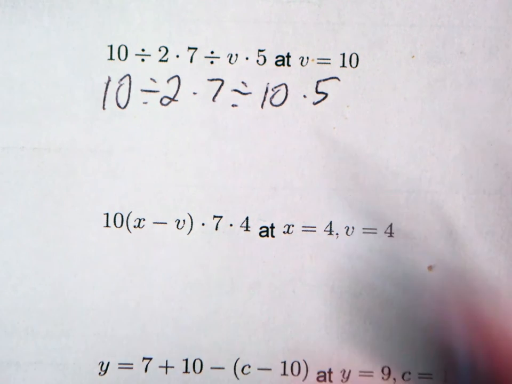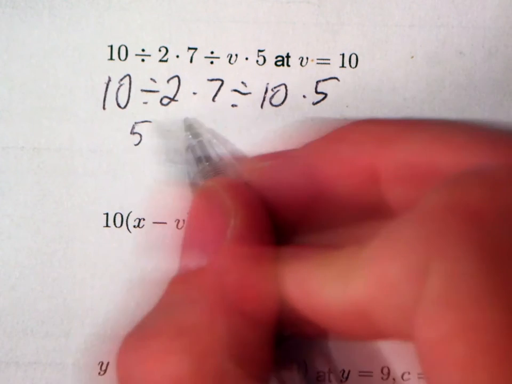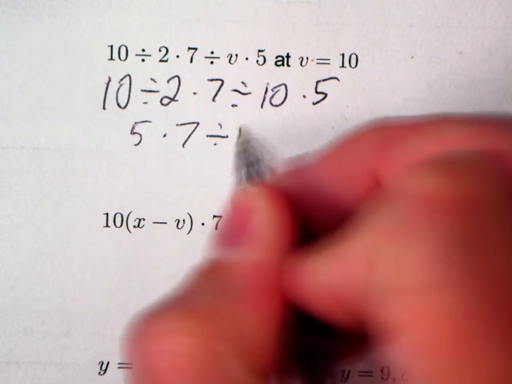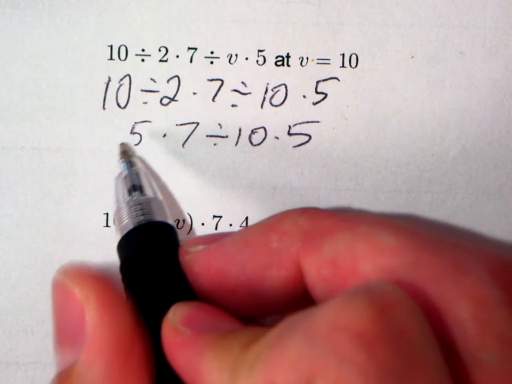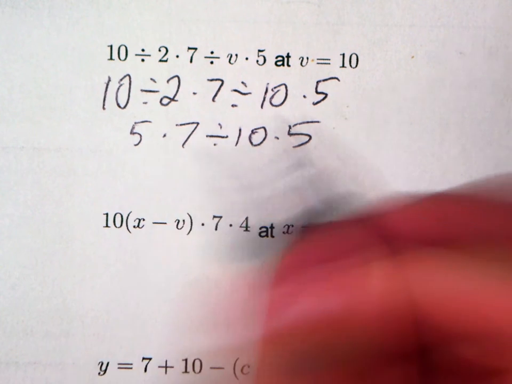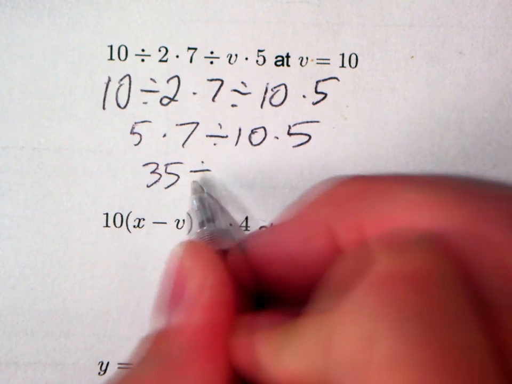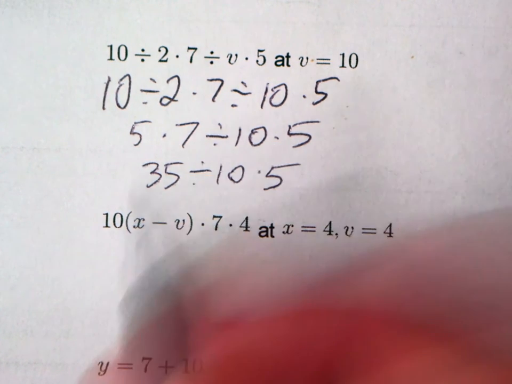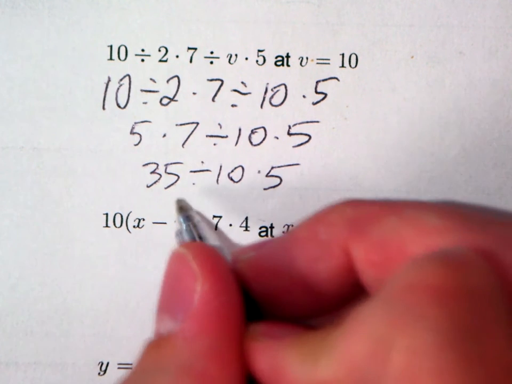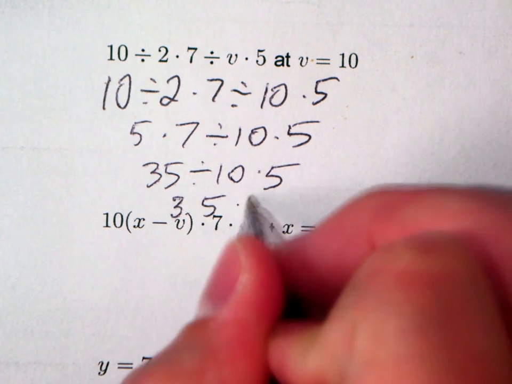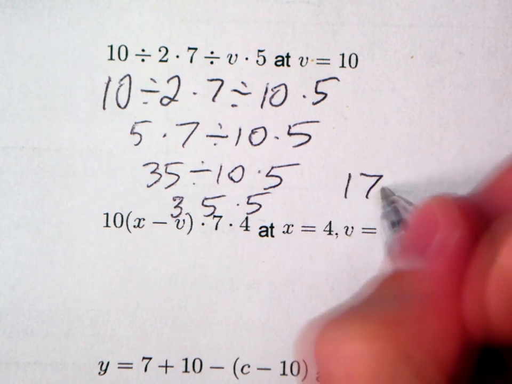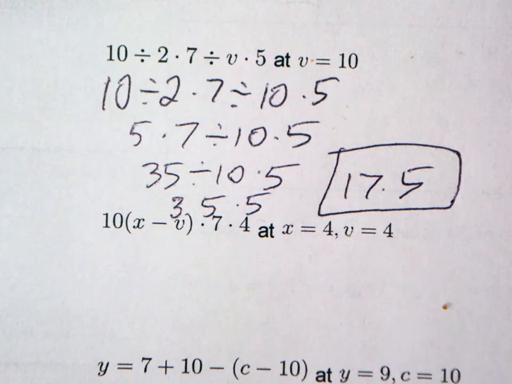So you go left to right, and we start with 10 divided by 2, and we get 5. And we'll carry the rest of the problem down. Then we start with 5 times 7, which is 35, divided by 10 times 5. So 35 divided by 10 is 3.5 times 5 is 17.5.